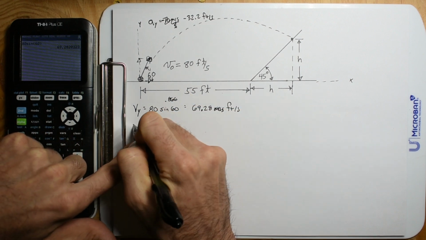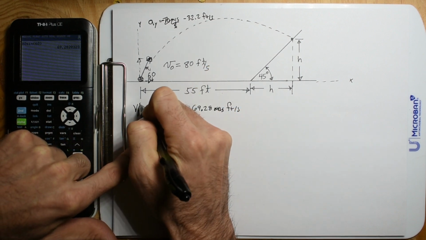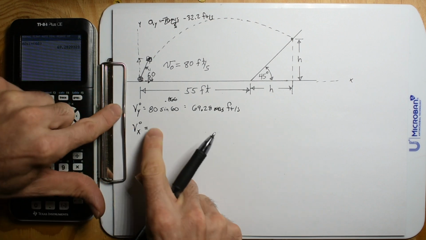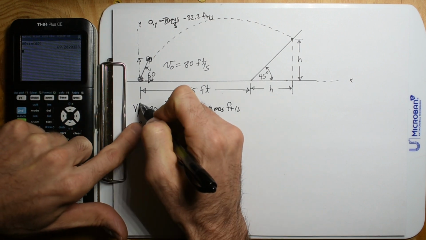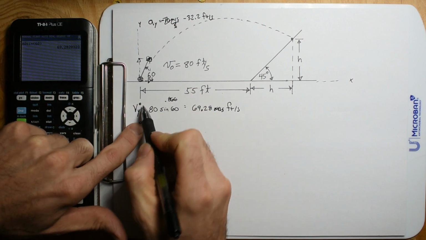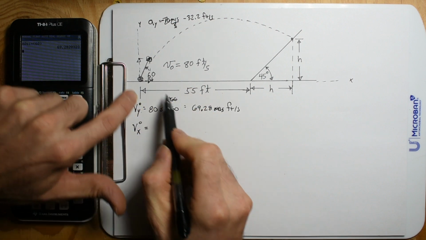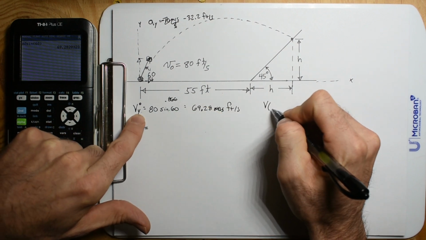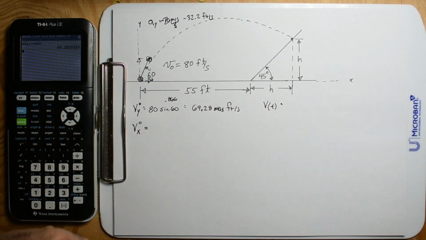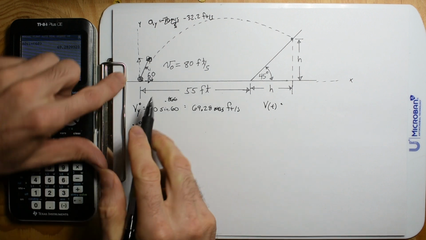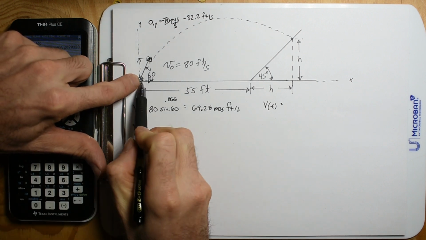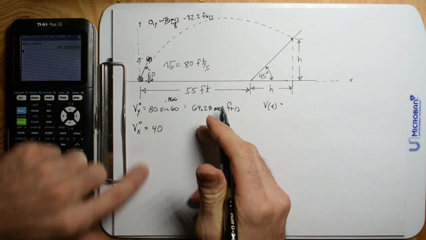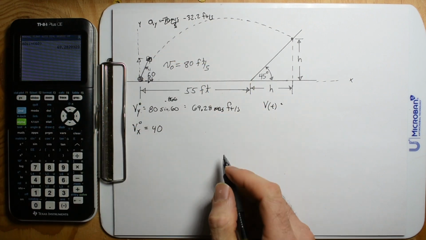And then you could say the velocity, and that's going to be the initial velocity. You can put a knot on there. This just means that this is a velocity at a certain point, so this is only for that point. It's not an equation. This is not a velocity as a function of time, which we'll get to in a second. Okay, so the initial velocity component in the x direction is going to be 40. That's going to be 80 cosine 60.